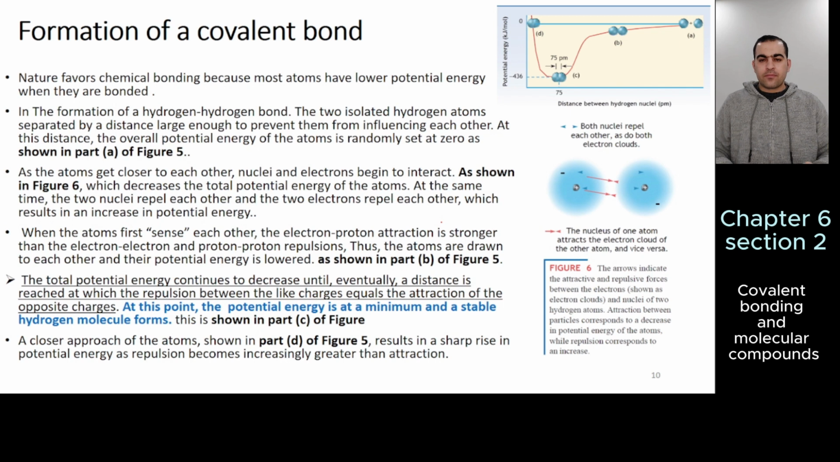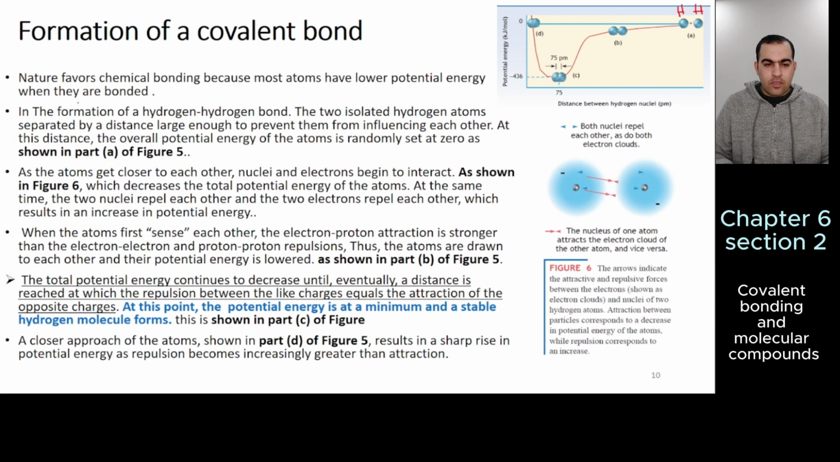Okay, that's it. For the formation of a covalent bond, we have an example of 2 hydrogen atoms. So in this slide, we just talk about this figure. We're going to explain this figure. This figure explains how a covalent bond forms. Okay, the steps. So we have 2 hydrogen atoms. Here we're going to talk about how 2 hydrogen atoms bond to each other.